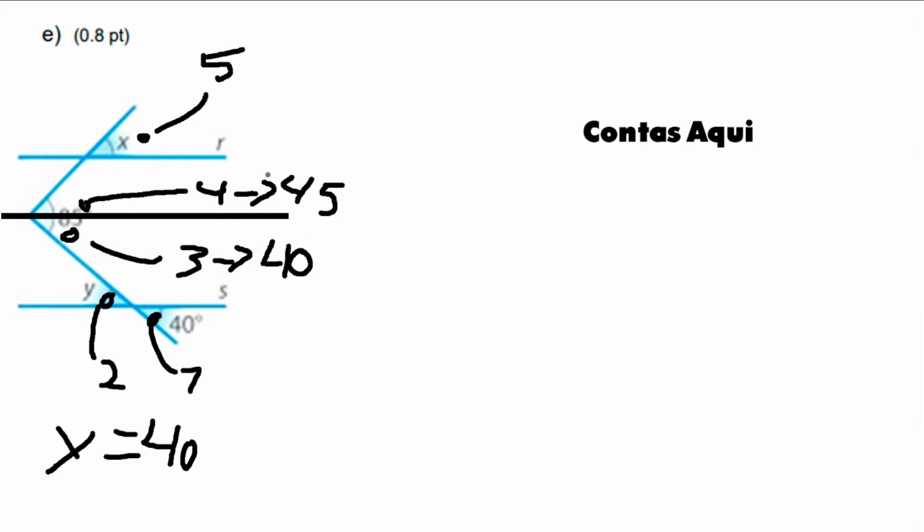And then we see that angle 4 and angle 5 are corresponding, meaning that they are congruent. So x has to be 45. Pretty simple, right? It may scare you a bit at first, but it's pretty simple as well.